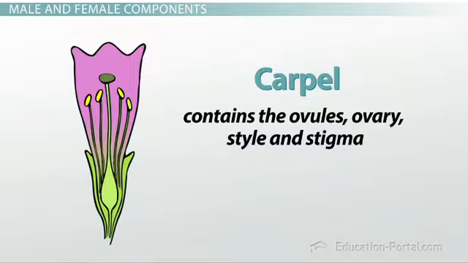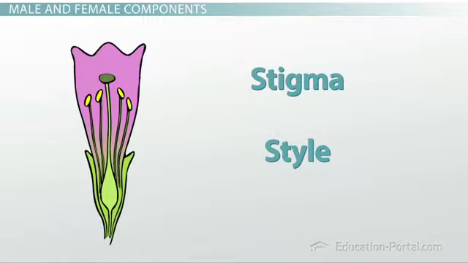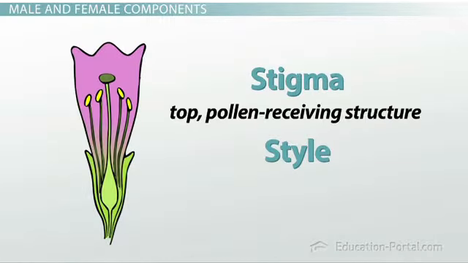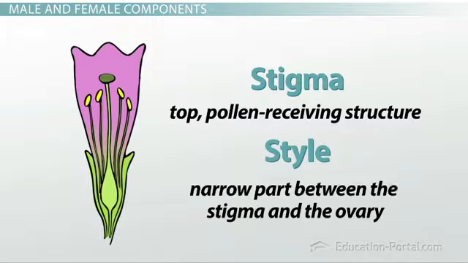Flowers often contain either one or two carpels. The outer parts of the carpel that you may see are the style and the stigma. The stigma is the top pollen-receiving structure. It is sticky so that the pollen will stay on the stigma and can then fertilize the plant. If there are two carpels, then there are two stigmas. Below the stigma is the style, which is the narrow part between the stigma and the ovary. We can see this in the picture here. The stigma is the top flat part and this narrow tube is the style.